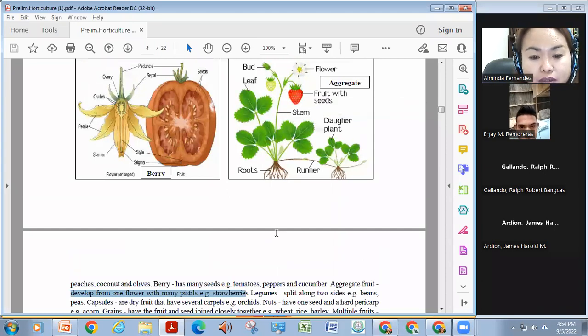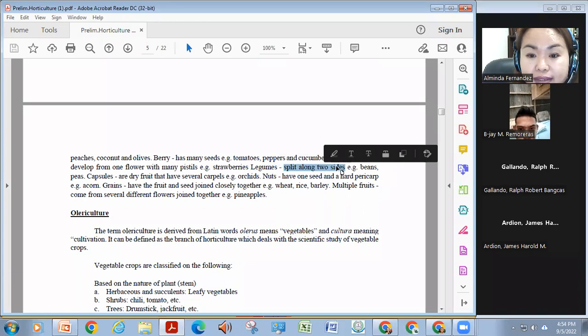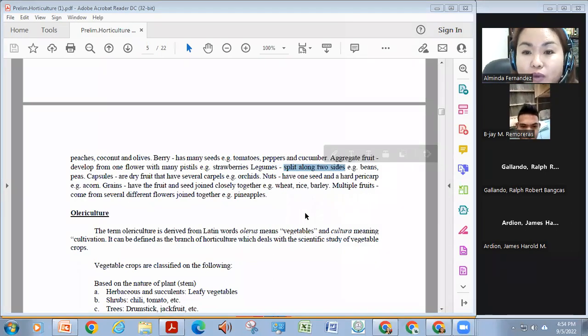flower. No? So we also have legumes, and I know you are very familiar with legumes, yung merong mga fruit split along two sides. So pag mag-split siya, those are all legumes.